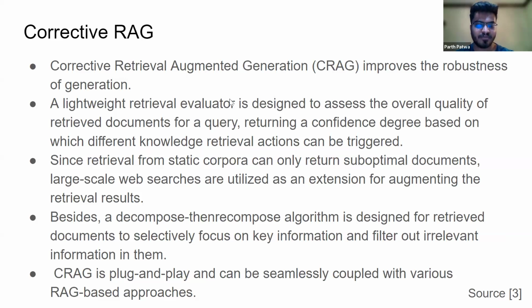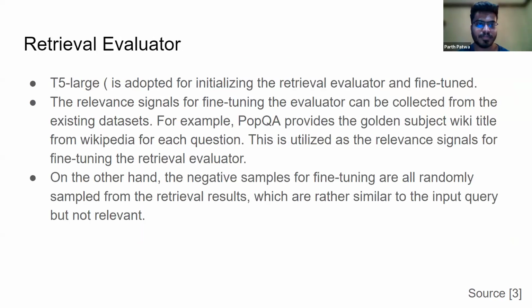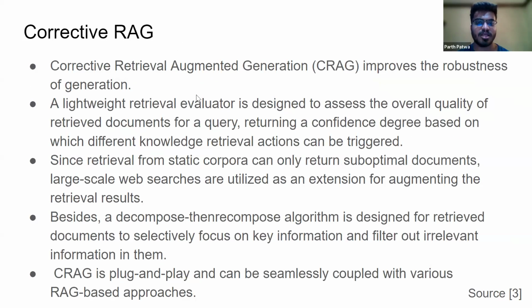Then we have another method called corrective RAG, where we are training a retrieval evaluator to check how good the retriever is. And the benefit of CRAG and Self-RAG is that they're both plug and play. You can have both corrective RAG and Self-RAG in the same system. So here, one of these possibly answers the previous question: corrective RAG is utilizing web searches to augment the retrieval results.